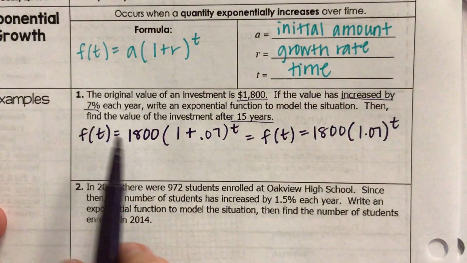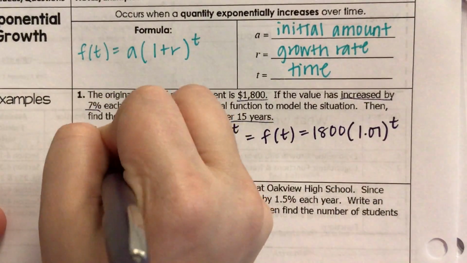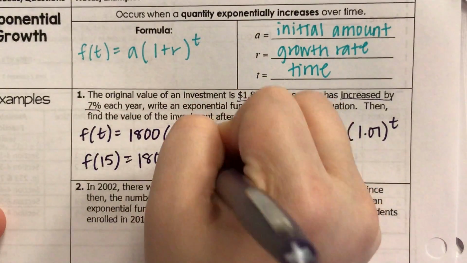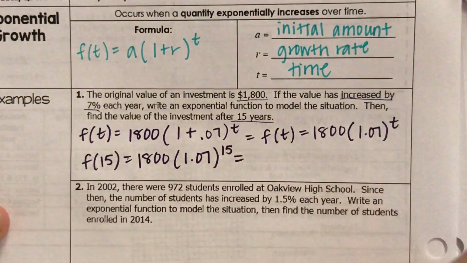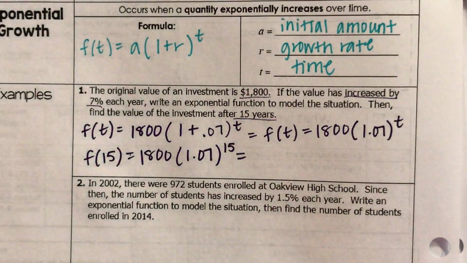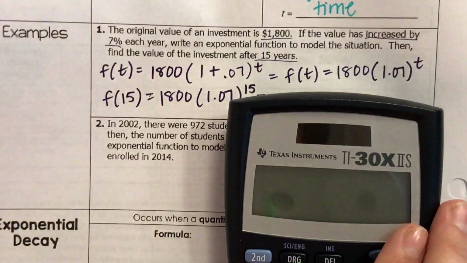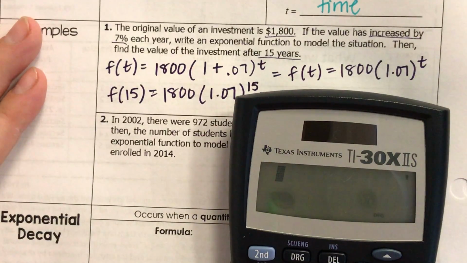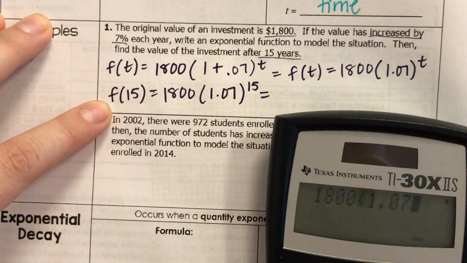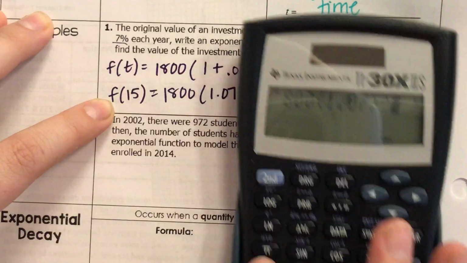To find the value of the investment after 15 years, we just take 15 and plug it in for t. So f of 15 equals 1,800 times 1.07 to the 15th power. You plug that into your calculator, and I'll show you how to do that. If you have a scientific calculator, it makes life a lot easier than a graphing calculator. So you're going to go 1,800 times 1.07 parentheses. This button right here tells me to raise it to the power of 15.